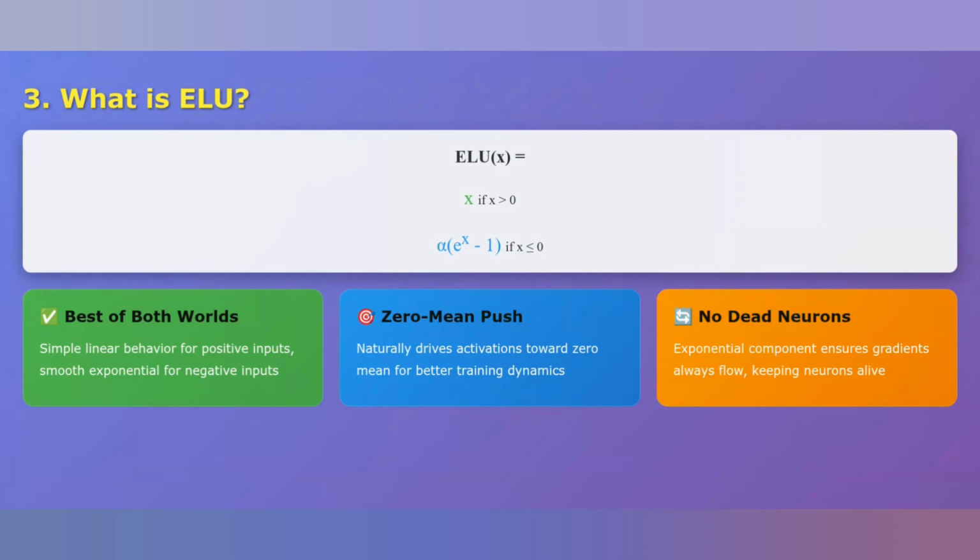Instead of a fixed slope like leaky ReLU, ELU uses an exponential decay that approaches minus alpha asymptotically. This creates a smooth, differentiable function everywhere. The motivation is threefold. First, eliminate the dying neuron problem. Second, push mean activations closer to 0 for faster learning. And third, maintain computational efficiency for positive values.